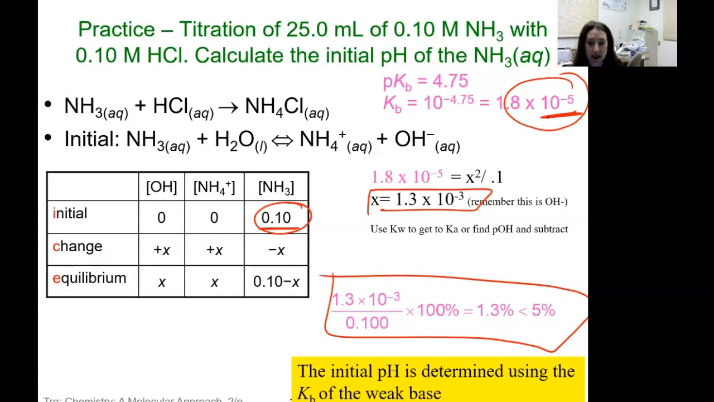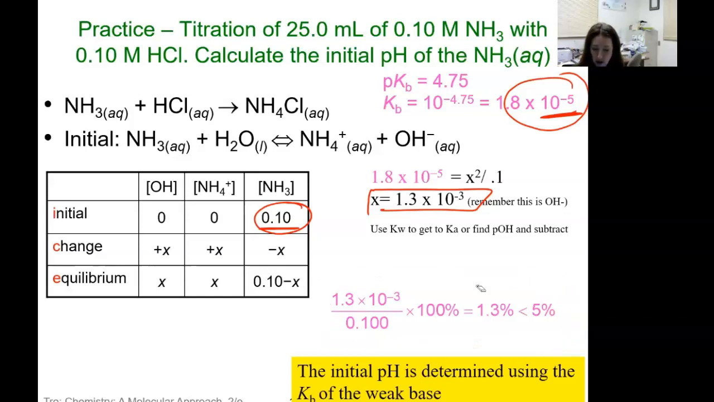I'm okay if you want to write that down. I'm also okay if you want to just do the math. Whichever one works best in your brain is completely okay with me. Just don't forget to check your X is small.